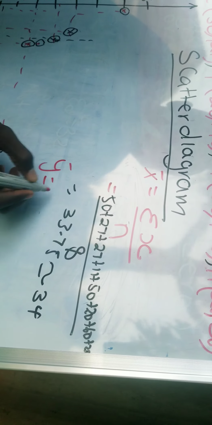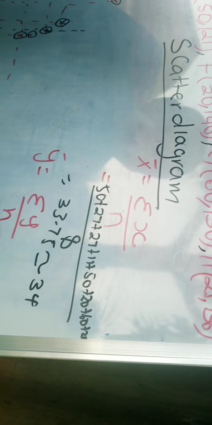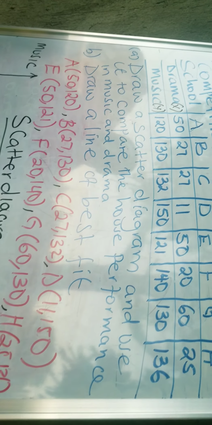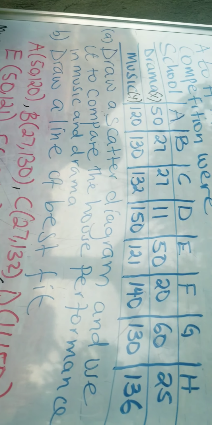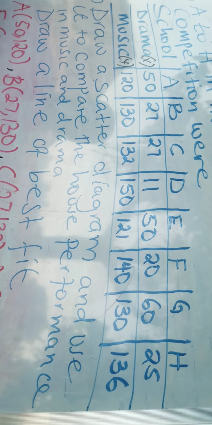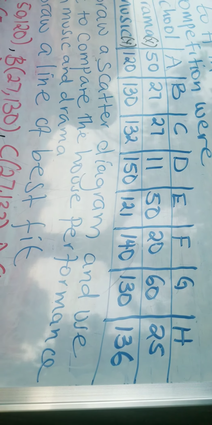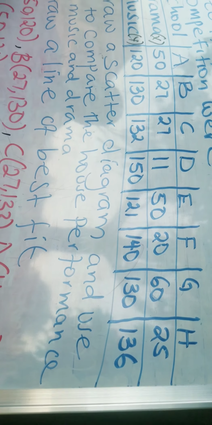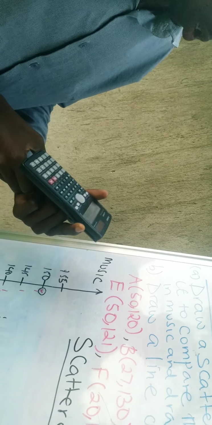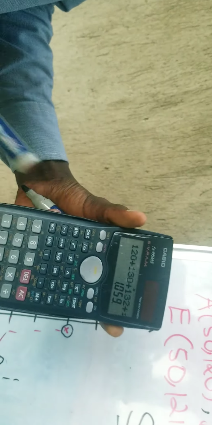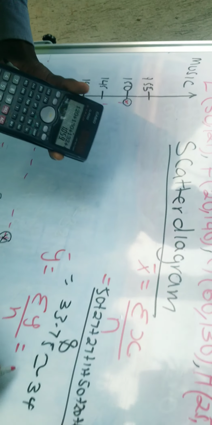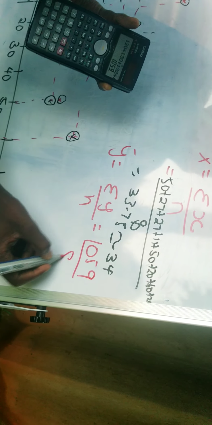Our y bar now will be the sum of y values divided by n. Let us just use the calculator. We get 120 plus 130 plus 132 plus 150 plus 121 plus 140 plus 130 plus 136. We add, then divide by 8. Our total is 1059. That becomes our total. We have 1059 divided by 8.